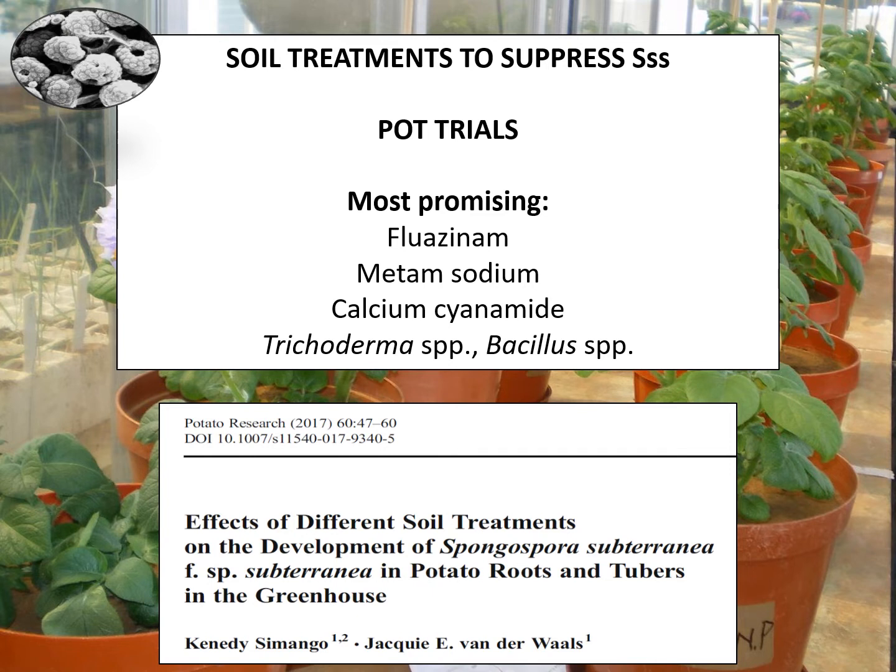So one of those which also showed promise was calcium cyanamide, which is essentially registered as a fertilizer, but does have a biocidal effect. So this is one option, although I do realize that this is a very expensive product and not necessarily always that accessible. We also looked at various biocontrol products, those containing Trichoderma and/or Bacillus, and they also showed promise in the suppression of Spongospora when applied as soil treatments.